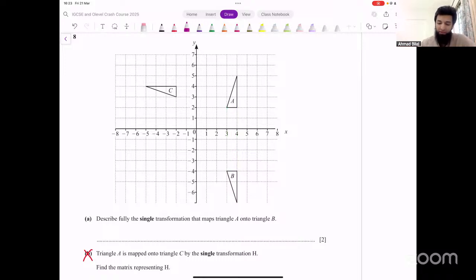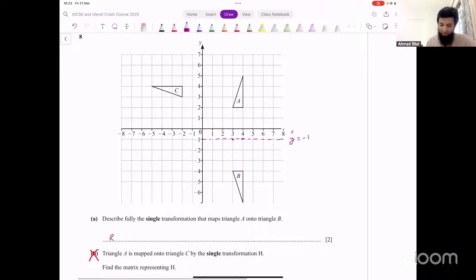What's the line of reflection going to be? Just find the midpoints of these lines. This is 1 point. This is another point. Join those midpoints, and that's the line of reflection. The line of reflection is this one here. It's y equals -1. So how do we describe this now? We say it's a reflection in y equals -1. That's the reflection that we're talking about.